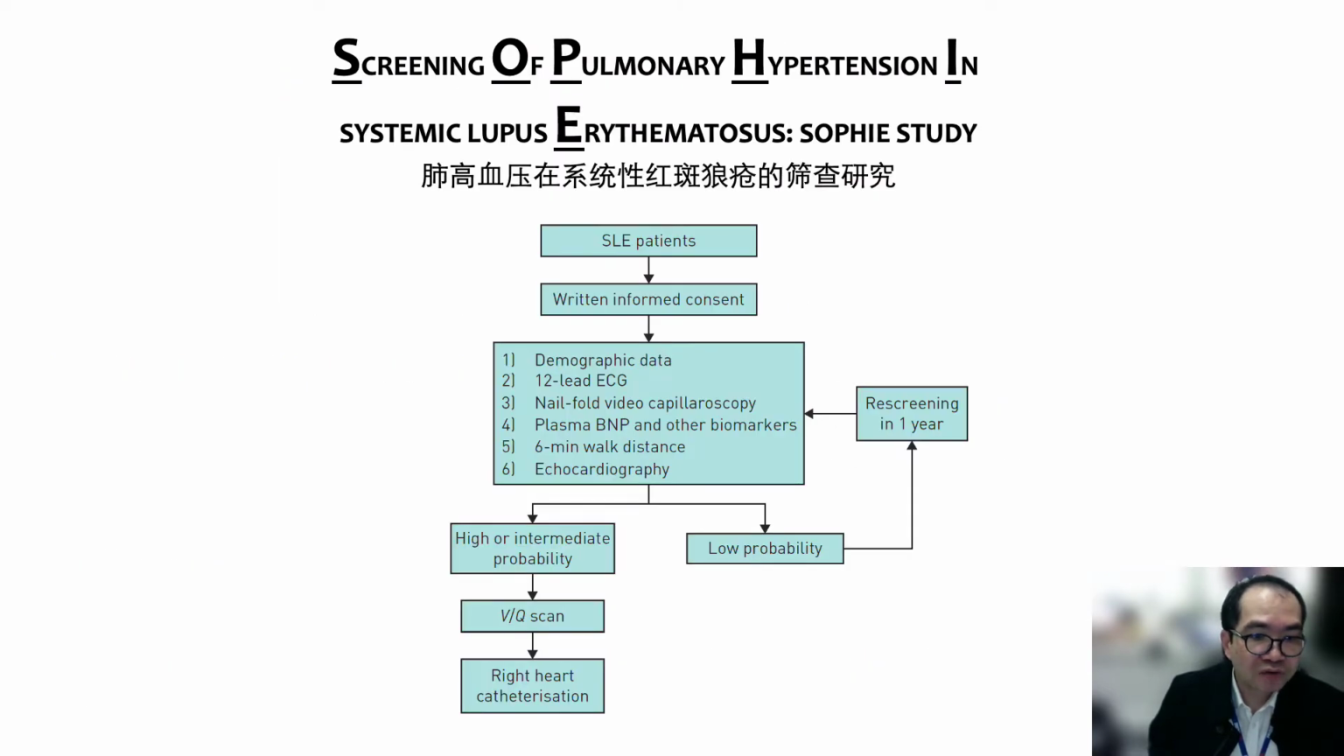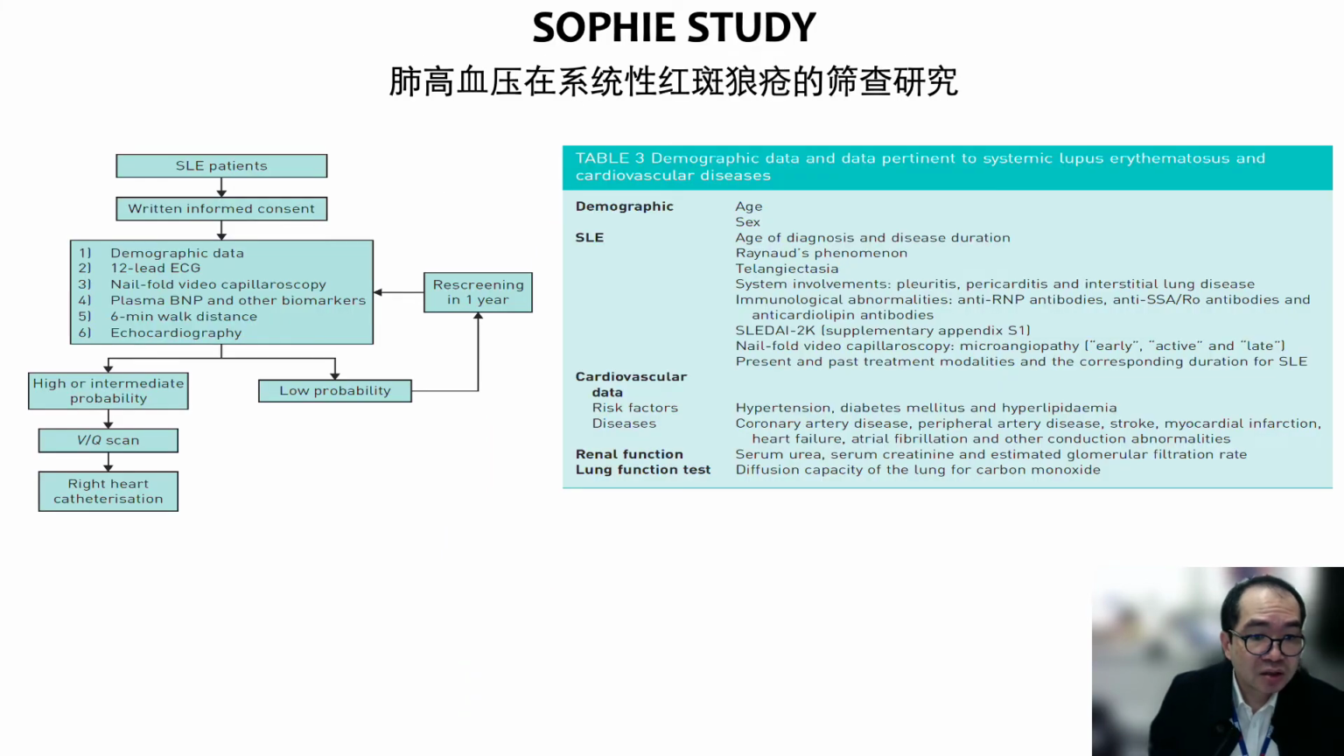And this is the workflow that we have for patients with SLE. We will do all these baseline screening tests, including ECG, BNP, 6-minute walking distance, and echo. And for those patients considered high and intermediate probability, we will go ahead for right heart catheterization. And this is the workflow for the SOFI study.